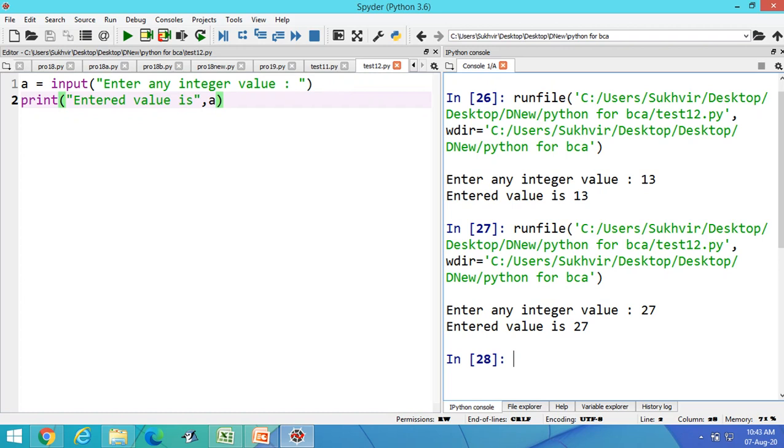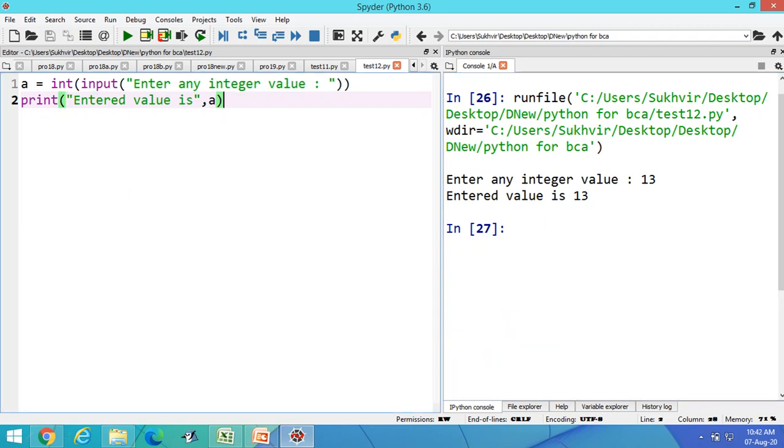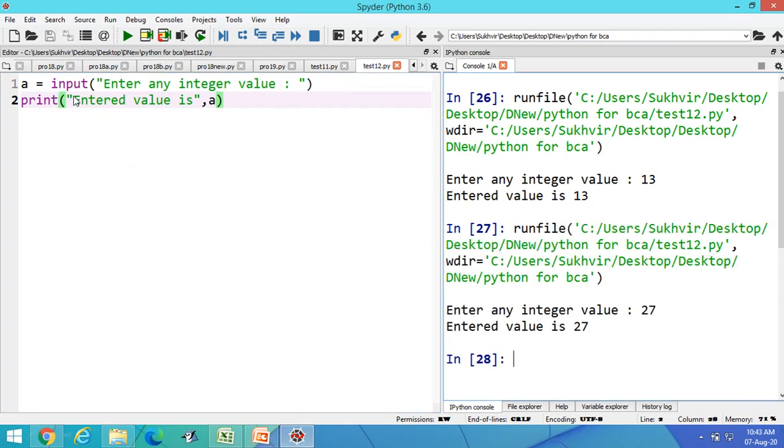Similarly, if I enter the value but without writing int, let us check the previous slide, this one. Here I am writing int, but if I am not writing int, I am writing only input, enter any integer value, then print entered value is a. Now I enter the value as 27, again the content is 27. Now what is the difference between these two contents?